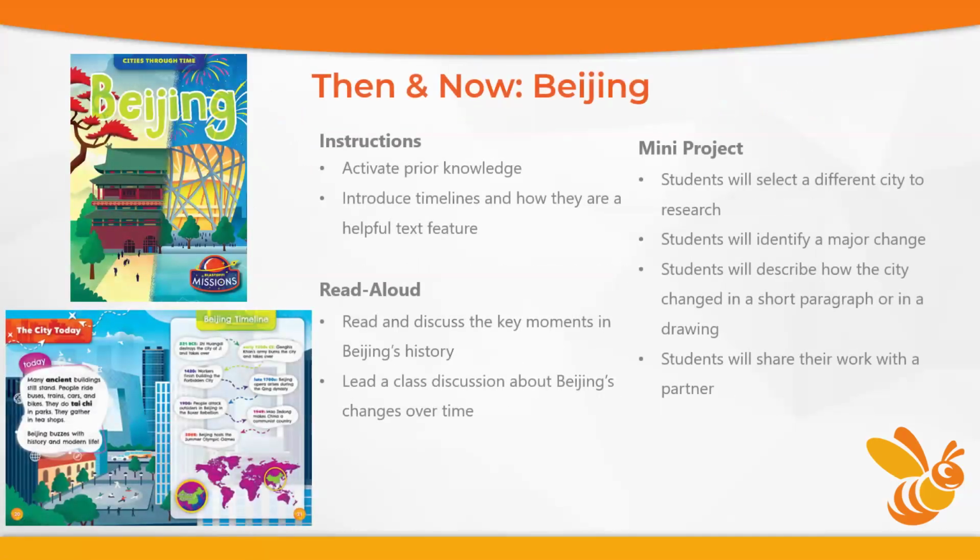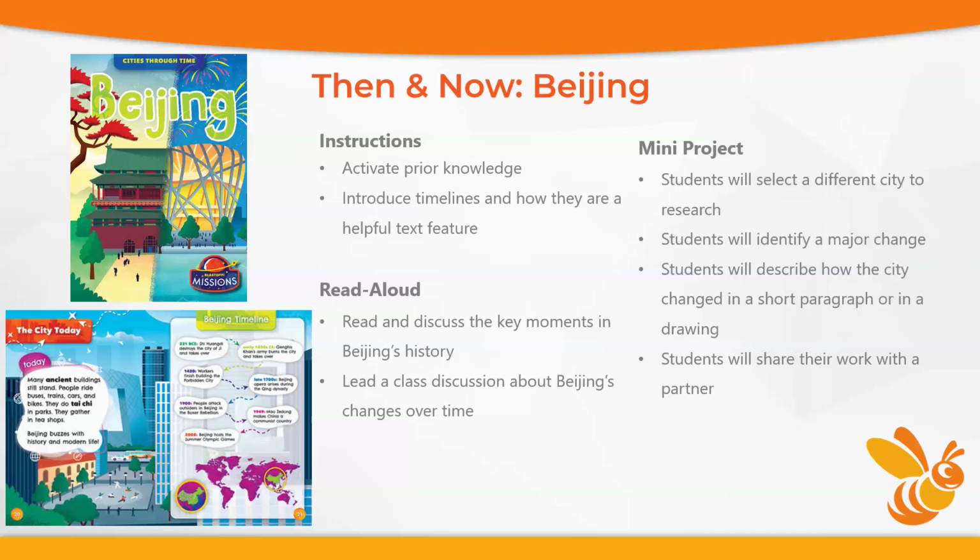Now, let's take a look at a lesson for students in grades 2 and 3 to explore how cities evolve over time. In many different curricula in second or third grade, we have a then and now unit or a past and present. And so we're going to use nonfiction text to build background knowledge and critical thinking skills to help support these standards. We begin by activating prior knowledge.